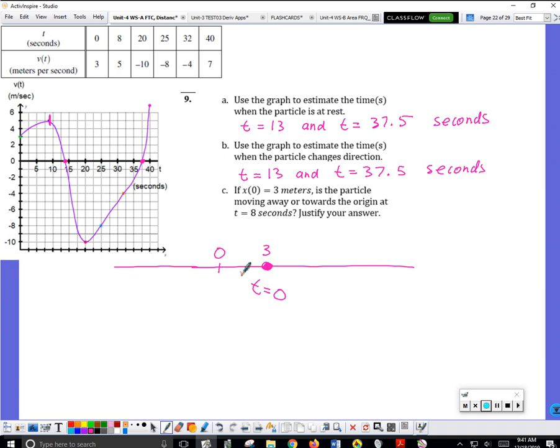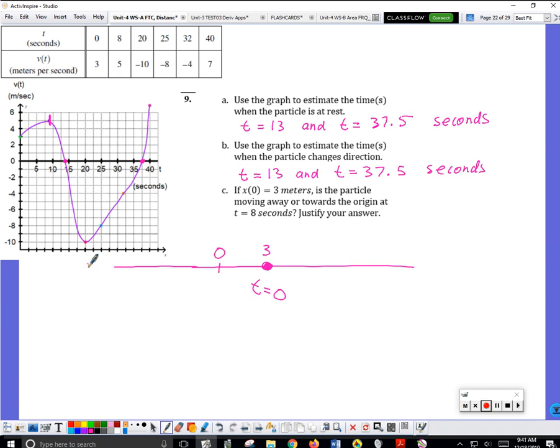I'd have to figure out where is the particle at time 8. If the particle is here at time 8, now I need to know the velocity at that time. If the velocity is negative, I'm going to go towards the origin, but if the velocity has switched to positive, I would be moving away. Another possibility is, I start here, I have negative velocity, I move all the way to here. Now I look at the velocity, and if the velocity is still negative, I'd be moving away from the origin.